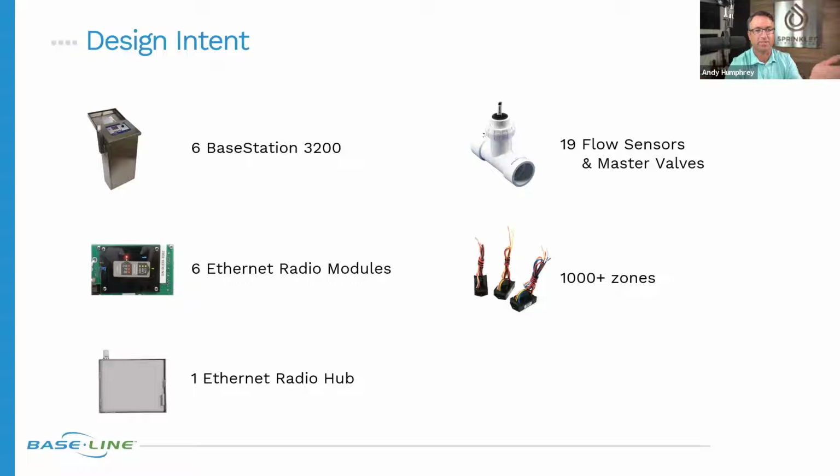So probably it was 7 modules, right? 1 for the hub plus 6 for the 3200s. Good catch, you're probably right. Yeah. And then the same 19 flow sensors, the same 19 master valves, the same 1,000 plus zones, right?